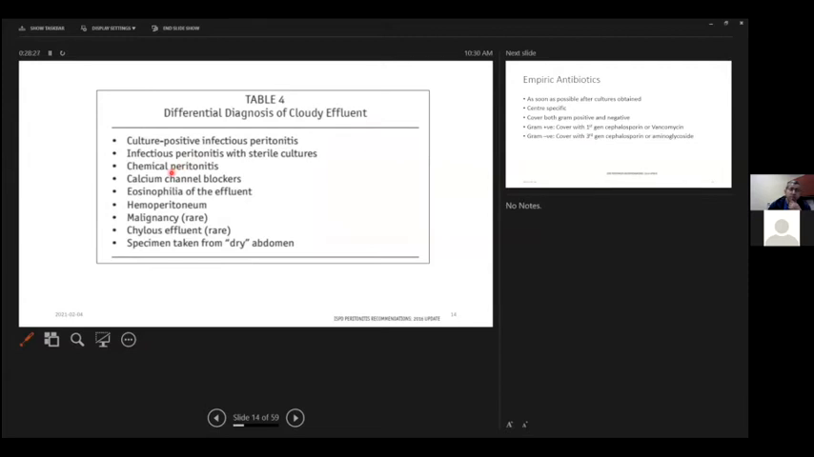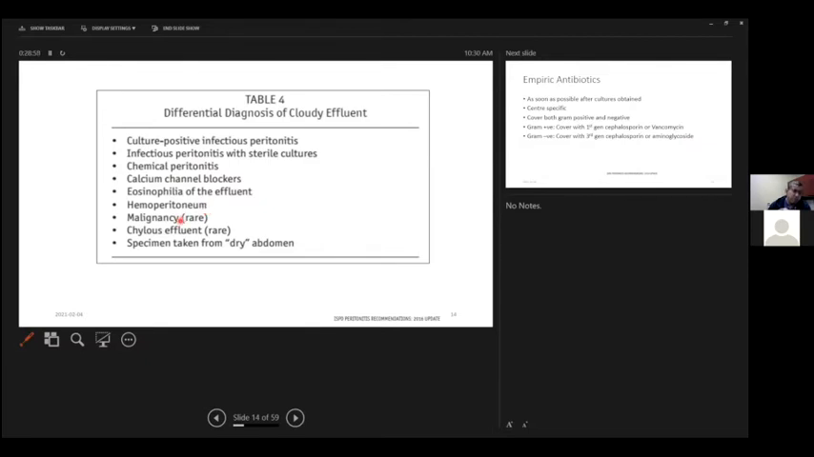What is chemical peritonitis? It is nothing but new stuff in the peritoneum which is going to cause irritation, like a new catheter or icodextrin. Those can give rise to chemical peritonitis, or antibiotics. Sometimes amlodipine, nifedipine, nicardipine, felodipine can give rise to this as well. Eosinophilia of the effluent, there's a big differential for the eosinophilia of the effluent, which can give rise to cloudy effluent. Hemoperitoneum, I'll come to hemoperitoneum in the later slides.